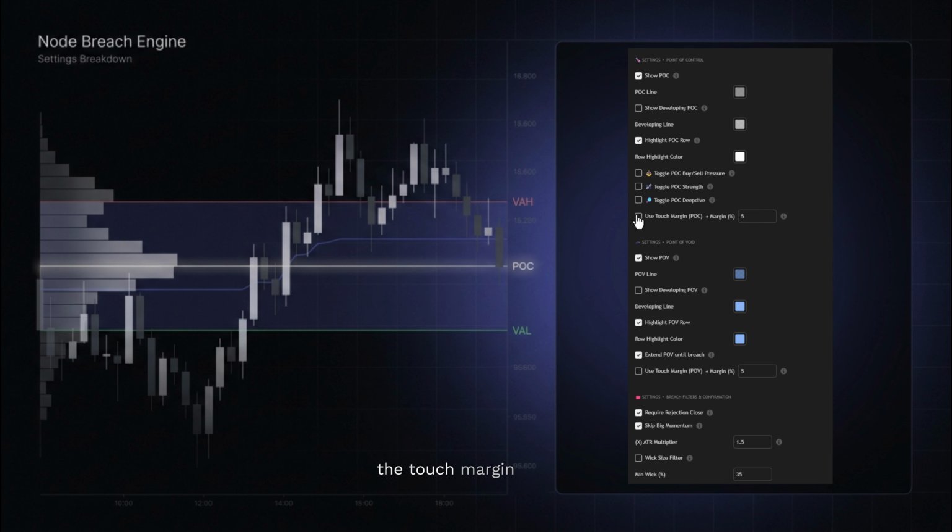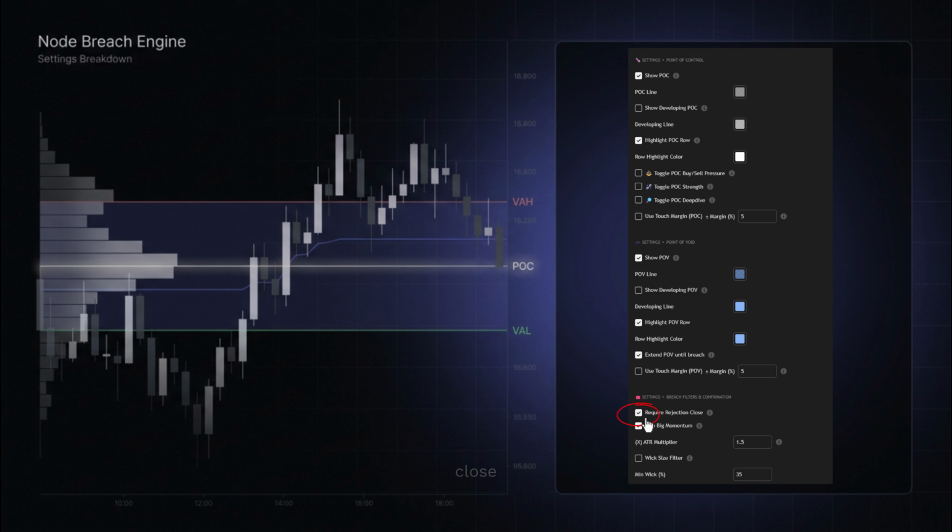The touch margin setting allows the engine to treat price as touching the POC even if it comes close instead of hitting the exact level. That can be useful on fast moving instruments, but be careful. A margin that is too large can create loose signals. Under point of void, you can show the POV, developing POV, highlight the POV row, and extend the POV until it is breached. Under breach filters, you control signal quality.